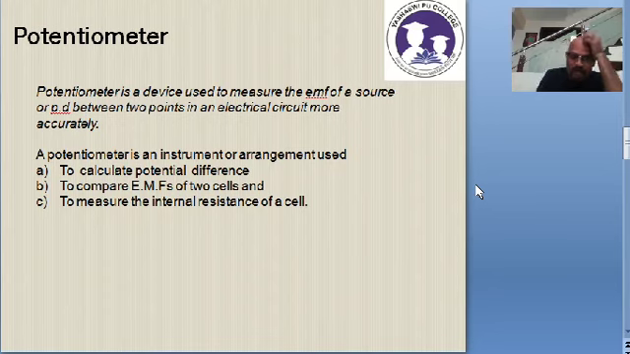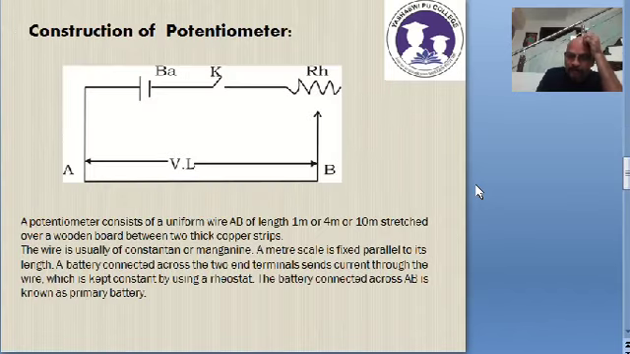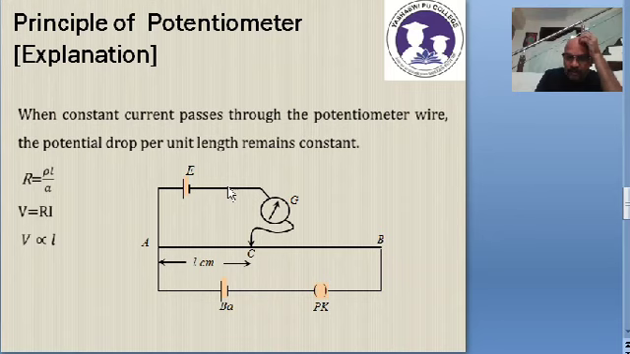Now if you want to understand that very clearly, look at this diagram. See here, this is a battery, and this entire thing, AB, is a potentiometer. For this potentiometer to function, it has its own battery.